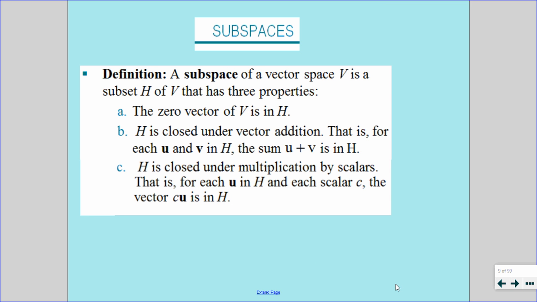So along with vector spaces, we have vector subspaces. A subspace of a vector space V is a subset H of V. Note H is what is used to define a subspace. V is used to define a vector space, and H is used to define a subspace.